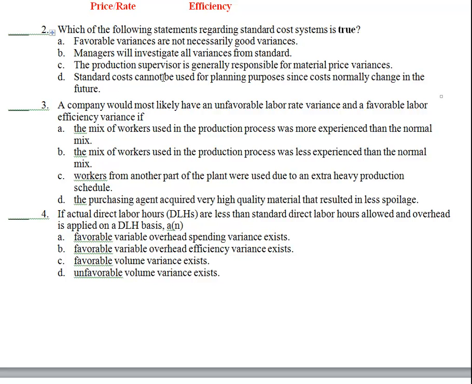It says the standard cost cannot be used for planning purposes since costs normally change in the future. Well, standard cost is just the cost we think we're going to have. That is what you're going to use to budget because that's what you think is going to happen. So your best answer here is B, that managers are going to investigate all those different variances.